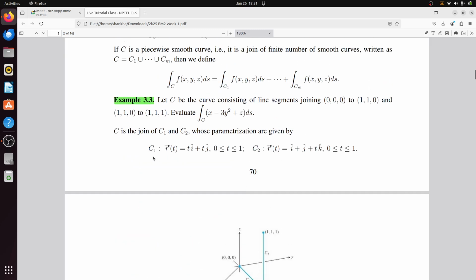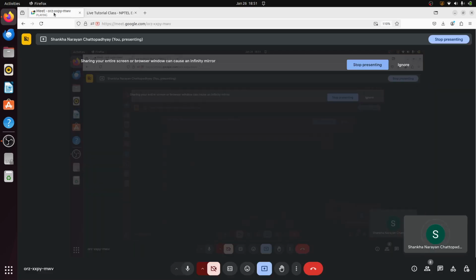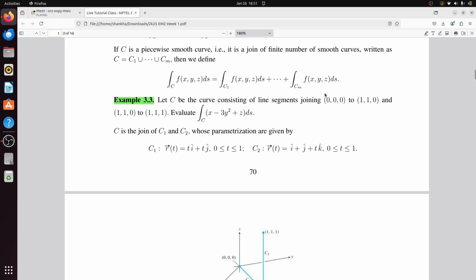So next, you have C1 and C2, two curves. First, for C1 the parameterization: from (0, 0, 0) you need to go to (1, 1, 0). So you just need to move in the xy direction, so in the xy direction you use t i plus t j, with t from 0 to 1, and then you need to go from (1, 1, 0) to (1, 1, 1). So see, your xy coordinates are fixed at 1, so you are only moving in the z direction from 0 to 1. So i plus j plus t k, with t greater than or equal to 0 and less than or equal to 1.